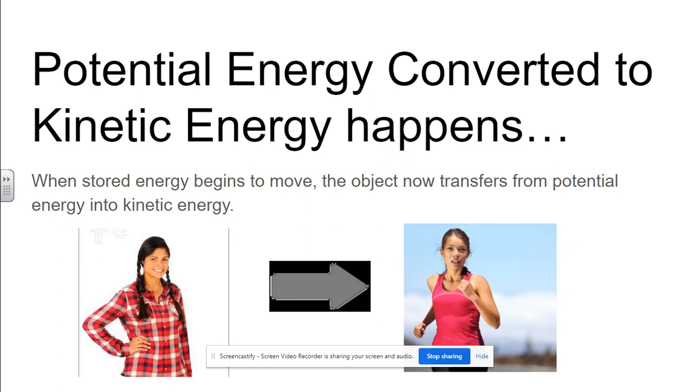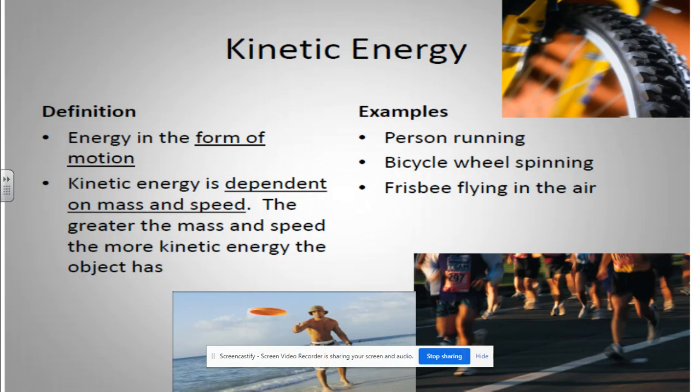Potential energy converts into kinetic energy when an object begins to move. When our stored potential energy begins to turn into moving energy, we call that kinetic. Kinetic energy is energy of motion. Moving energy or kinetic energy is dependent on an object's mass and the speed at which it's moving. If you want to give an object more kinetic energy, we can make it heavier or faster. Some examples of moving energy would be a person running, a bicycle wheel spinning, or a frisbee flying in the air.